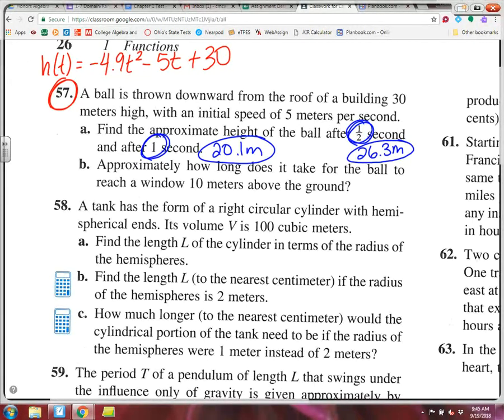Letter B. Approximately how long does it take for the ball to reach a window 10 meters above the ground? So I'm trying to solve for the time, right? What are we going to do with that 10? It's the height, isn't it? So I'm going to put it in for h of t. So we will have 10 equals negative 4.9 t squared minus 5t plus 30.